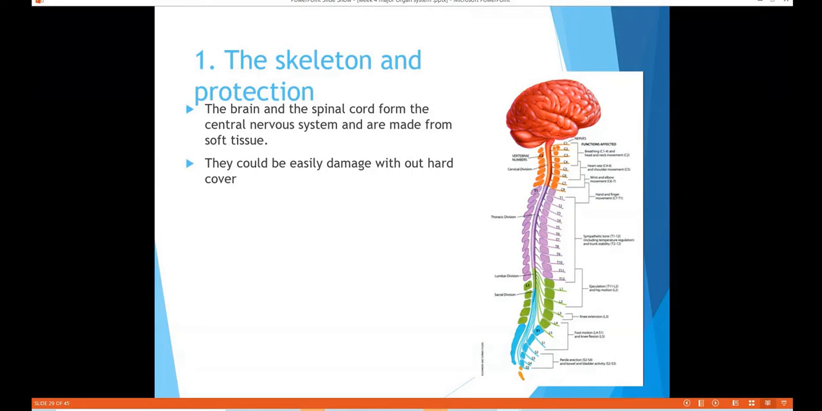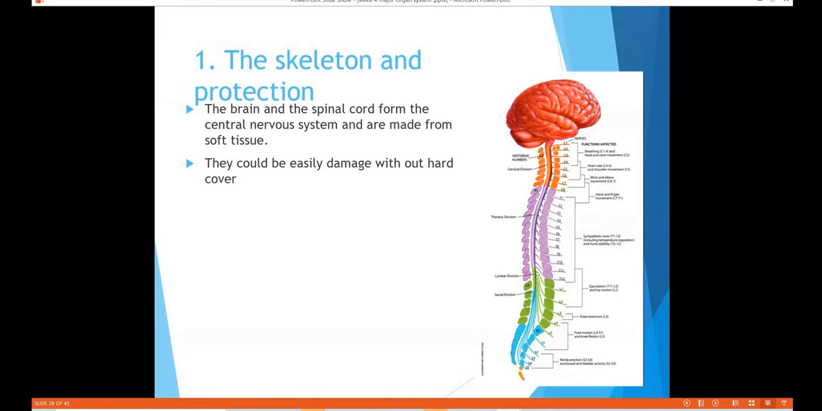Okay. So how is the skeleton used for protection? The brain and the spinal cord form the central nervous system and are made from very soft tissue. They could be easily damaged without a hard covering. So the bones of the skull are fused together to make a strong case around the brain. Both the brain and the spinal cord need to be covered by a protective outer covering. Like the skull, it is like a case which encloses the brain.